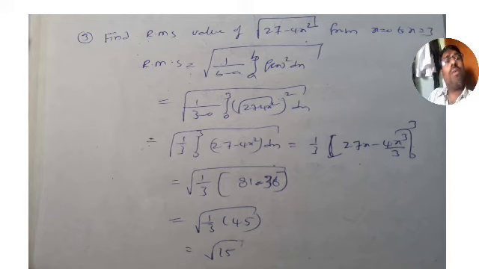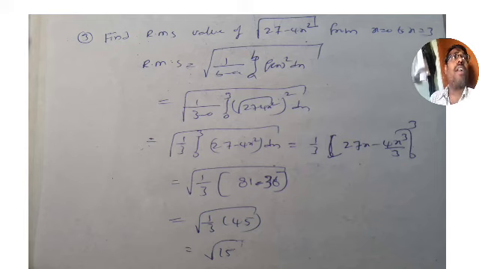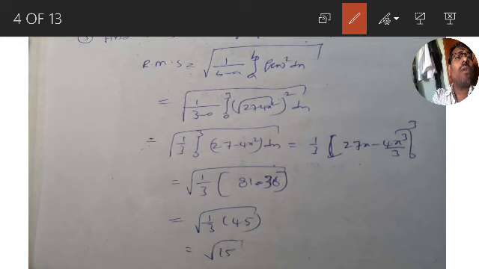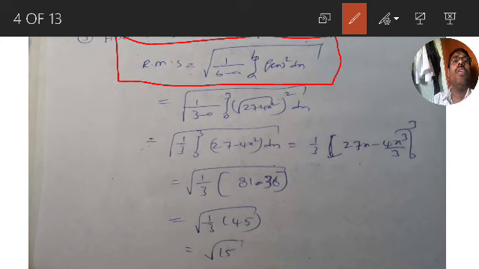What is the formula, guys? RMS is equal to square root of 1 by b minus a integration a to b f of x square dx. You have to know the formula. So RMS value is equal to square root of 1 by b minus a integration a to b f of x square dx. So what is f of x?